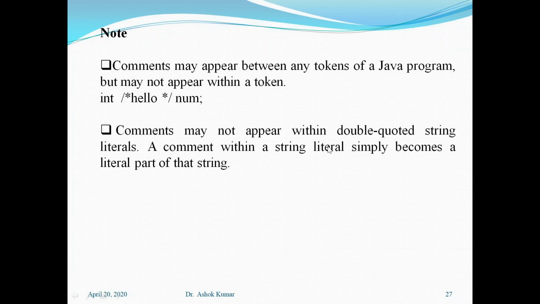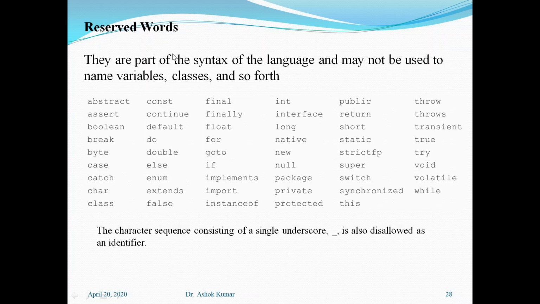Then comes some reserved words. Every language has some keywords. Those keywords are called reserved words. Reserved word means that those words cannot be used as identifiers in the language. These are some of the reserved words: abstract, const, double, goto, if, null, right? These you know very well because you are already aware of C, and some of you are also aware of the Java language as well.